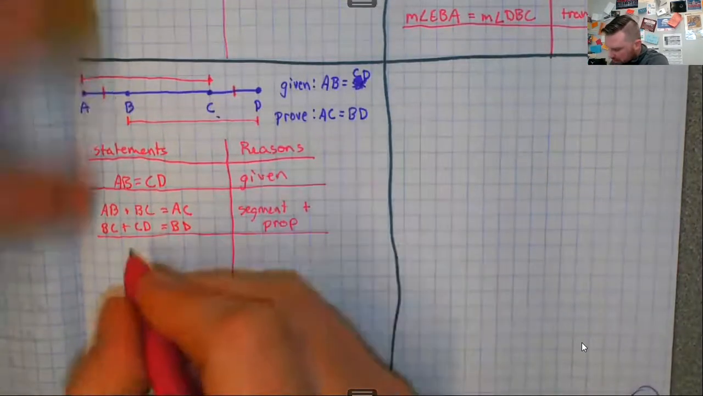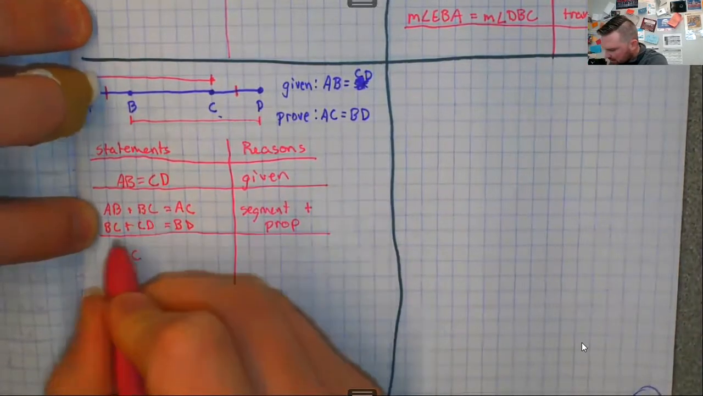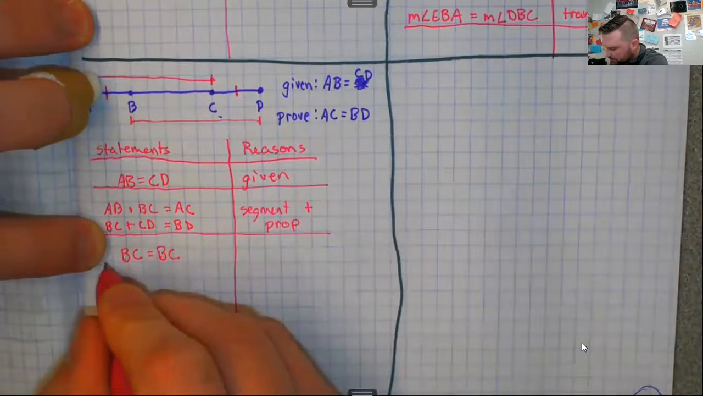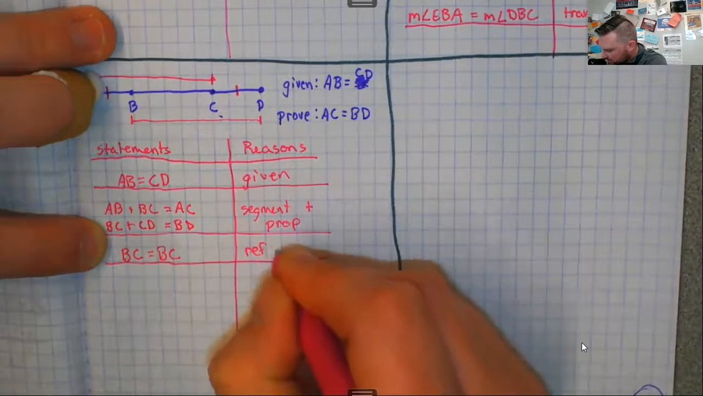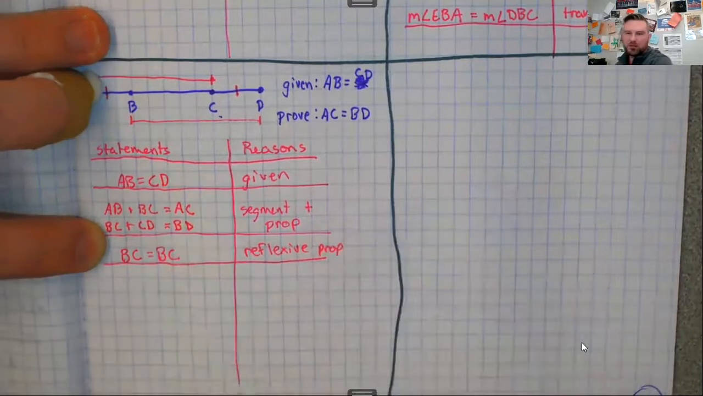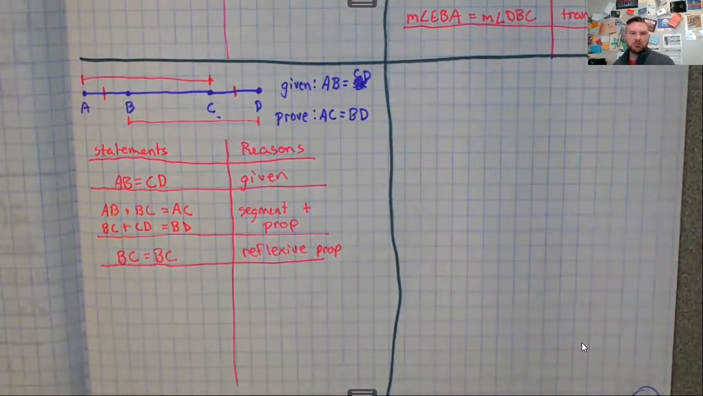So we're going to use the fact that BC in this equation is the same as BC in that equation. So BC equals BC, and I can say that because of the reflexive property. That's right under transitive, reflexive, and symmetric property. BC is the same as BC. It's itself, like looking at yourself in the mirror, it's a reflection of it. It is the exact same thing.